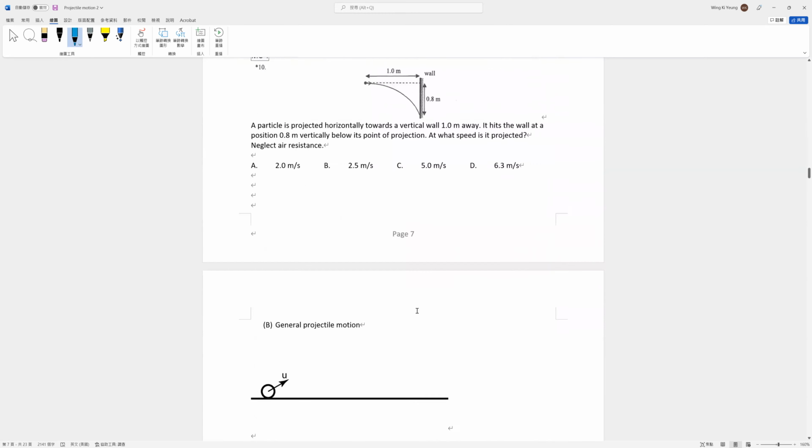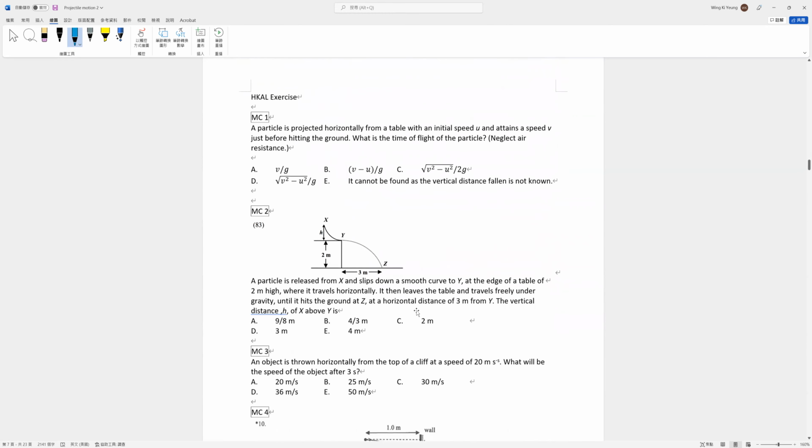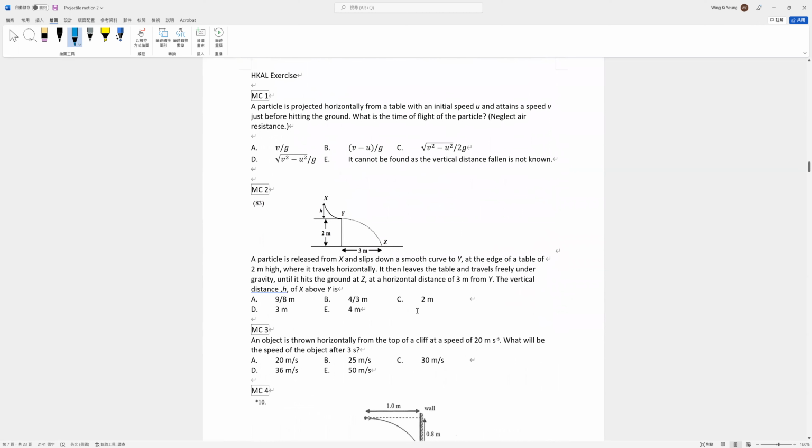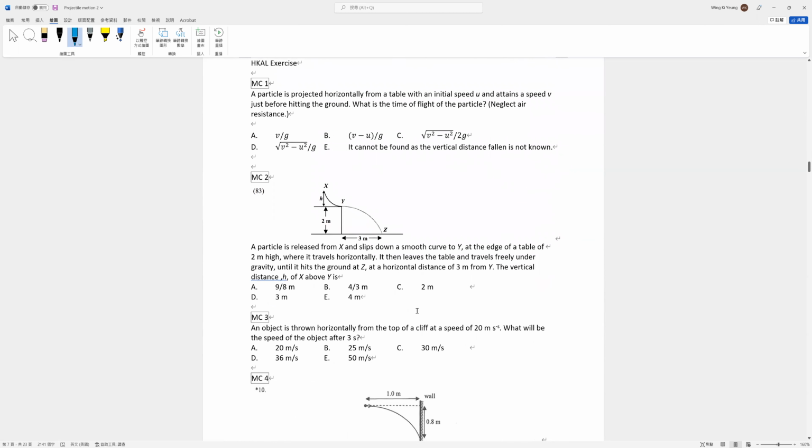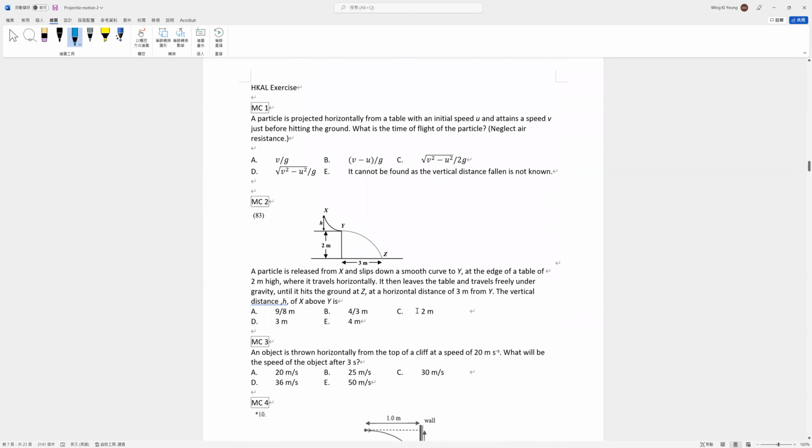These are the Hong Kong A-level exercises. So I think I don't want to do all of them, because I think this is a bit easy. But take a look at the first one, MC number 1. It is projected horizontally with the speed u, and then after some time, it hits the ground with velocity v. Find the time of flight. You miss a lot of things later on, but this is not the core part of projectile motion.